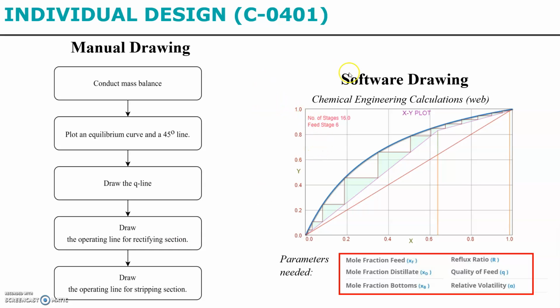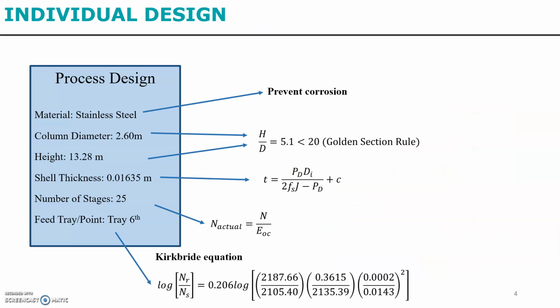But on the other hand, if we use software drawing, it's actually easier than manual drawing because we don't have to draw it ourselves. We just have to enter all these parameters that are needed over here, such as reflux ratio, relative volatility, and so on, and we can get our number of stages and feed stage easily over here, as you can see. So the number of stages over here is 16 and feed stage is 6. And something to take note of is that the number of stages obtained here is actually at 100% efficiency, which after this we need to divide by the column efficiency to obtain the actual number of trays or stages.